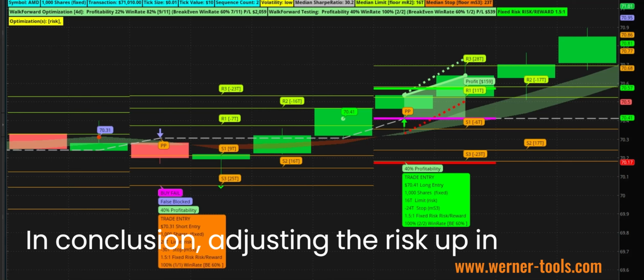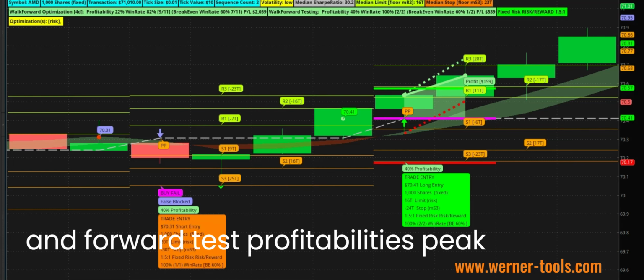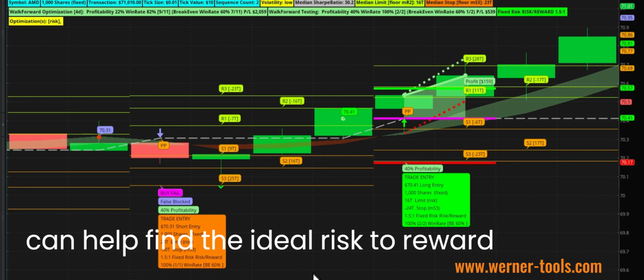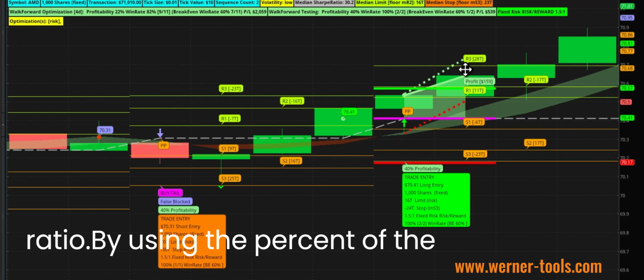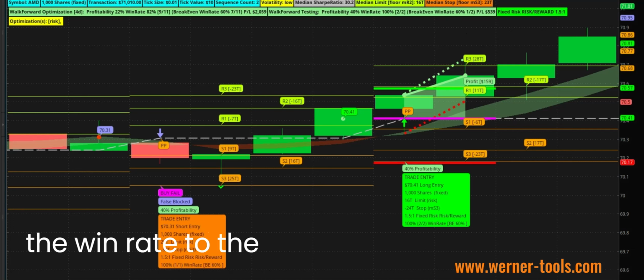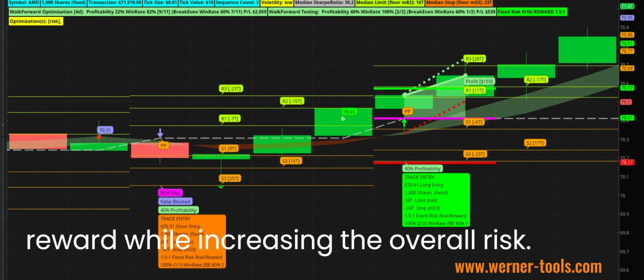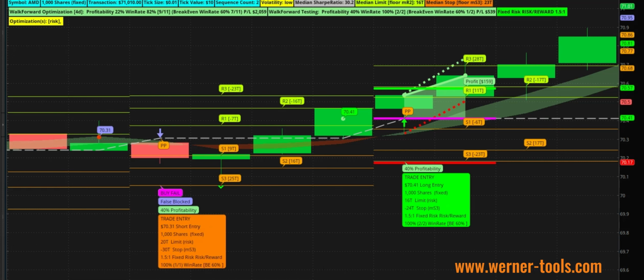In conclusion, adjusting the risk up in 0.5% increments until the backtest and forward test profitabilities peak can help find the ideal risk to reward ratio. By using the percent of the support as 2 for long transactions and percent of the resistance as 2 for short transactions as the risk adjustment, you can determine the profitability of your trades by comparing the win rate to the break-even win rate. Increasing the risk will reduce the reward while increasing the overall risk.